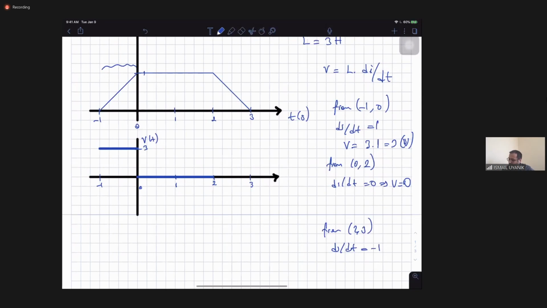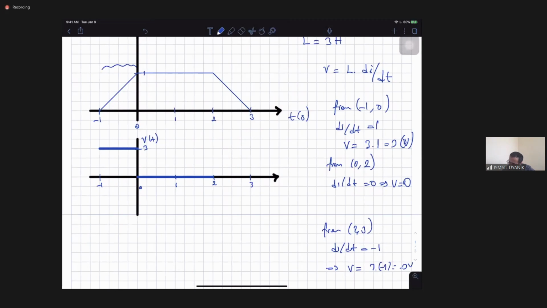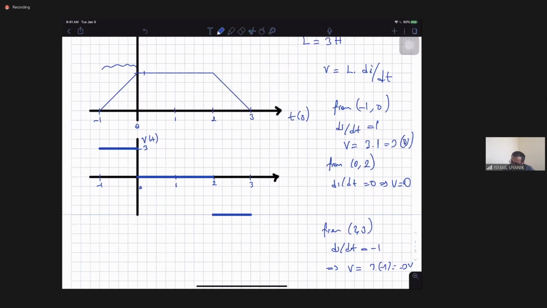So basically, voltage is 3 times -1, which is -3 volts, right? So in that case, we will be having a constant -3 volt here. So what's the voltage here? -3 volts, right? So let's also label it right here. So that would be -3.